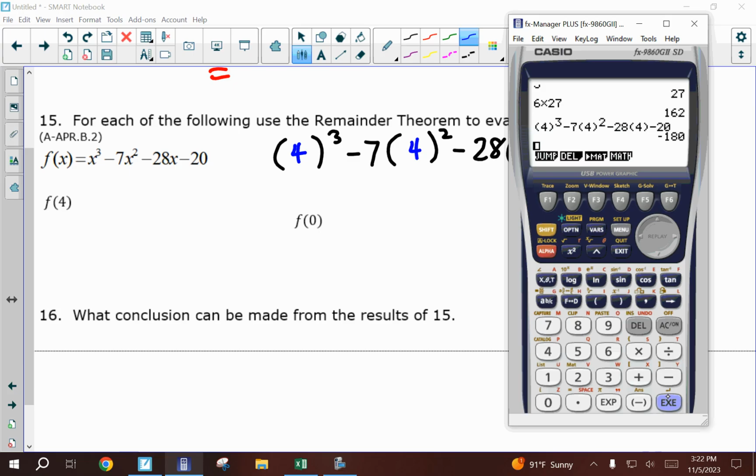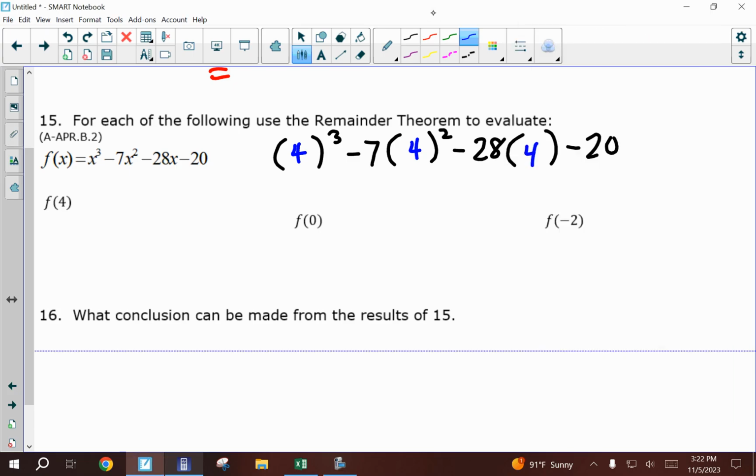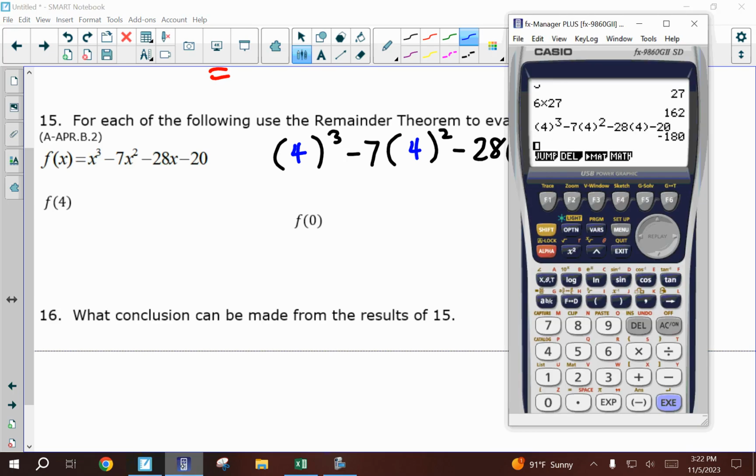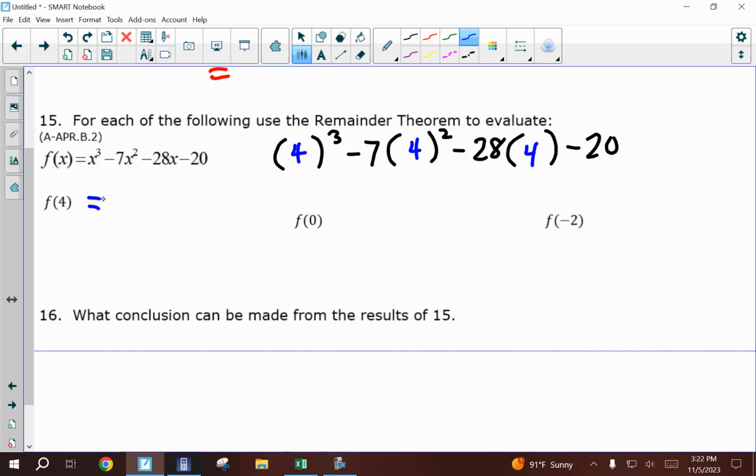So this one is saying, for each of the following, evaluate. Evaluate means just to plug it in and get the answer. So my answer to this problem is negative 180. And then I'd have to do it 2 more times.